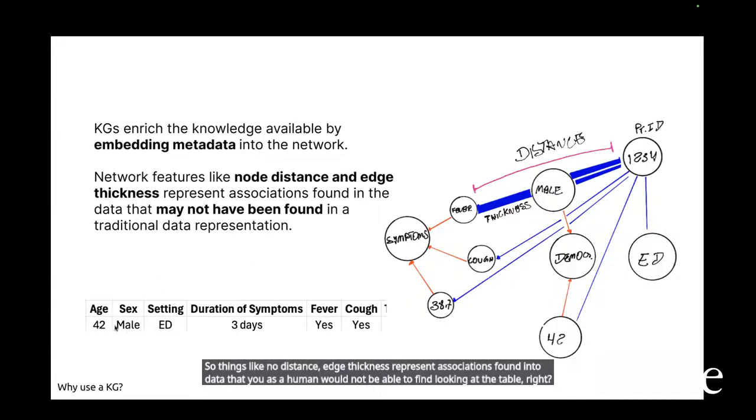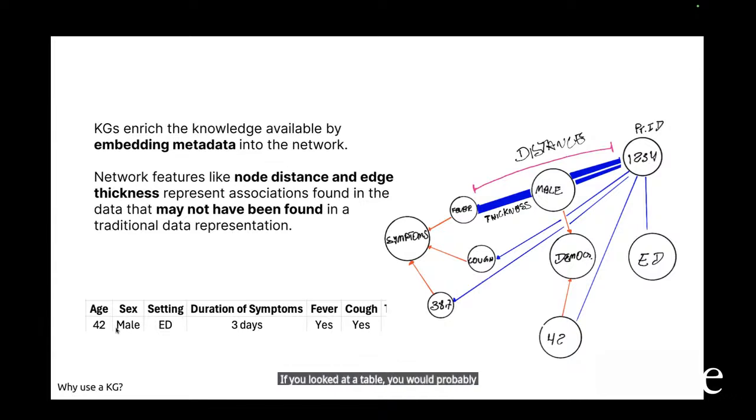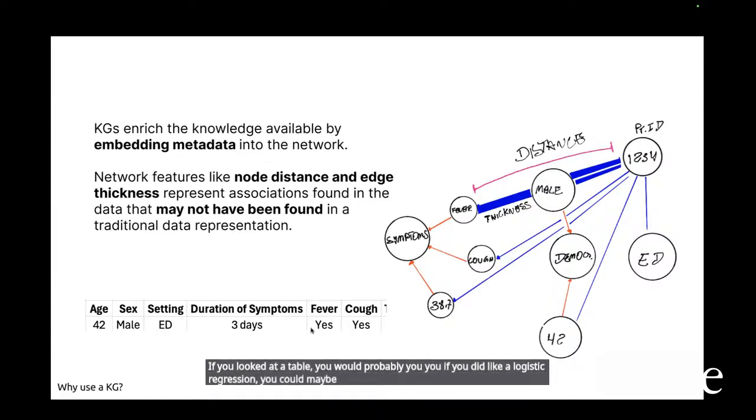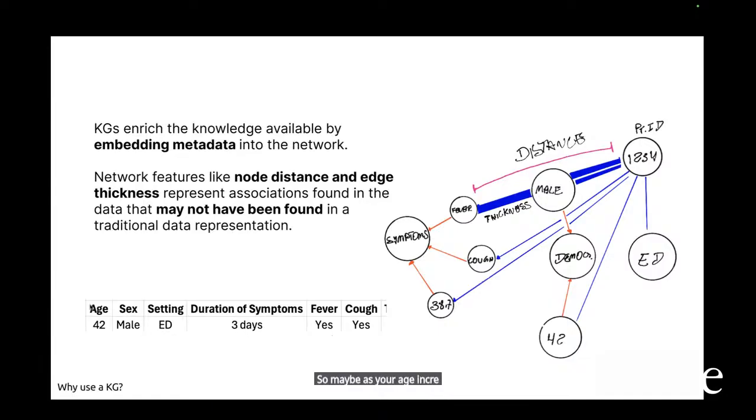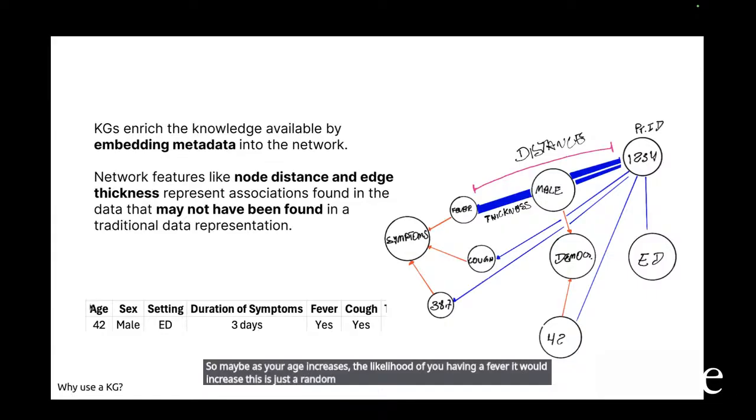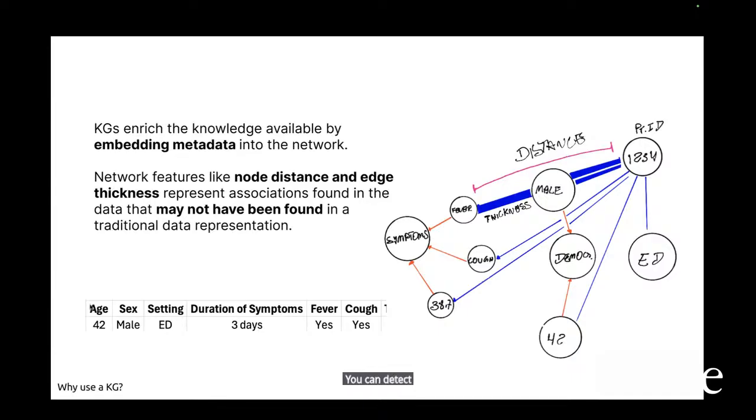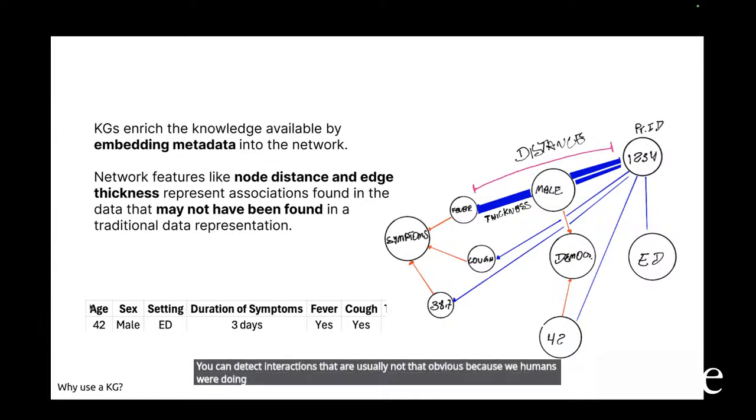If you looked at a table, if you did a logistic regression, you could maybe find that fever is positively correlated with age. So maybe as your age increases, the likelihood of you having a fever would increase. This is just a random example. But once you have the data and the knowledge graph set up, you can detect interactions that are usually not that obvious, because we humans were doing the analysis, and we do lose a lot of knowledge when we just try to structure things, okay?